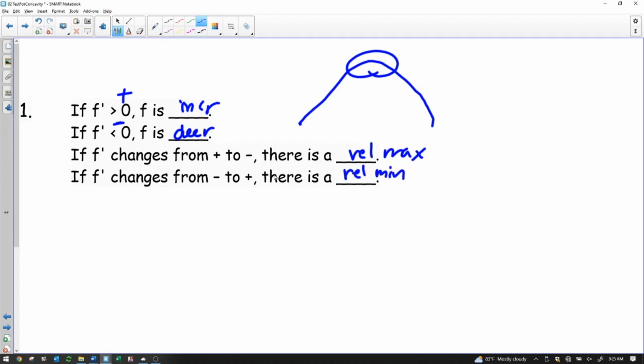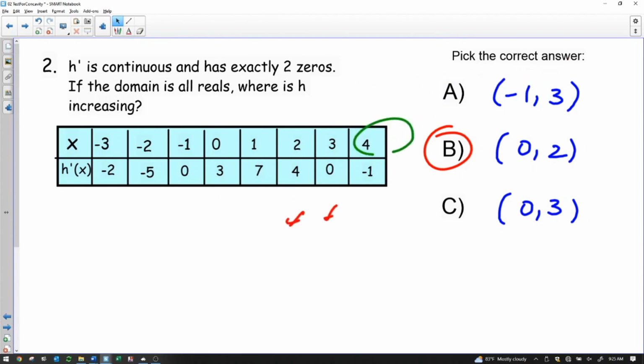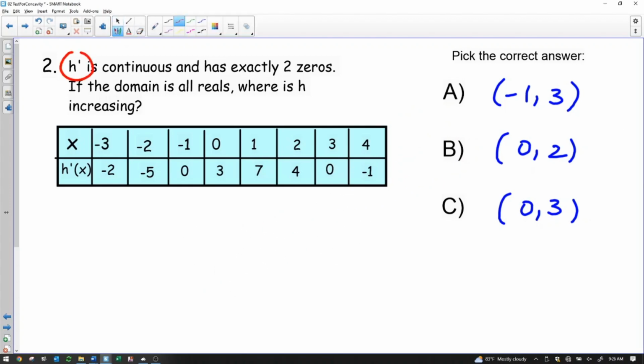Okay. So what I want you to do is look at this problem here, and I want you to tell me what the answer is, A, B, or C. And we're working with h prime here. You know how to draw an h prime number line. I'm going to give you maybe 30 seconds. Can you just tell me what the answer is, A, B, or C? This is from your warm-up or from your notes.